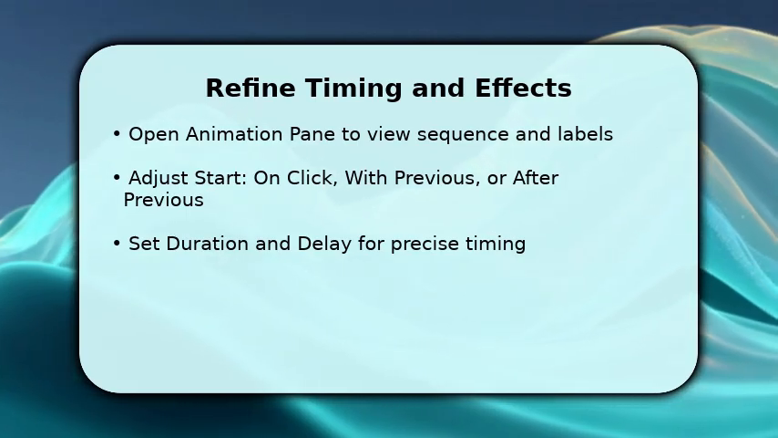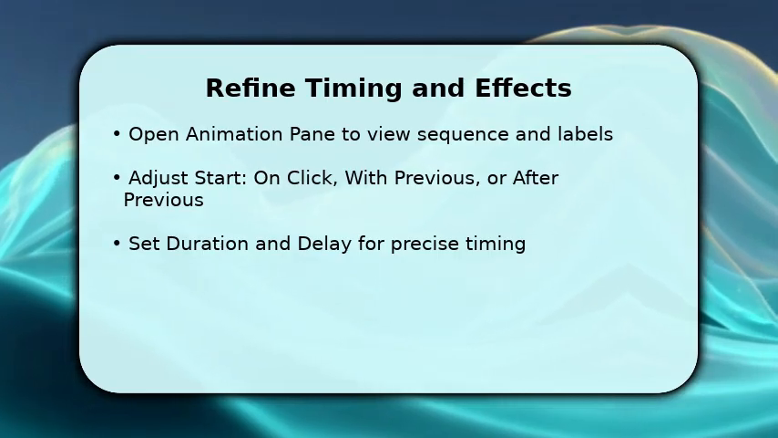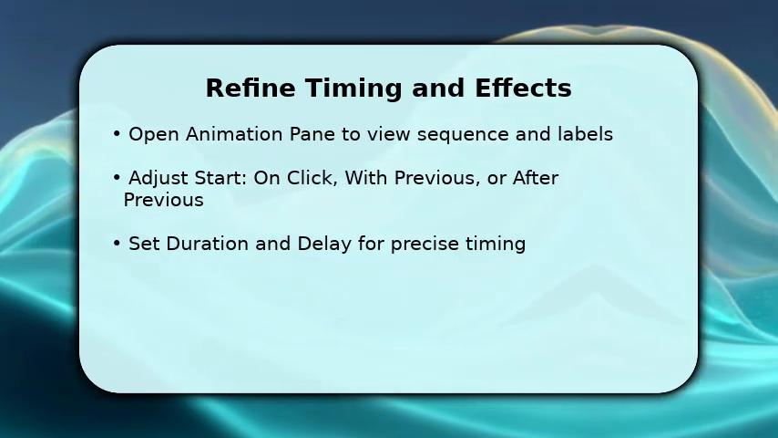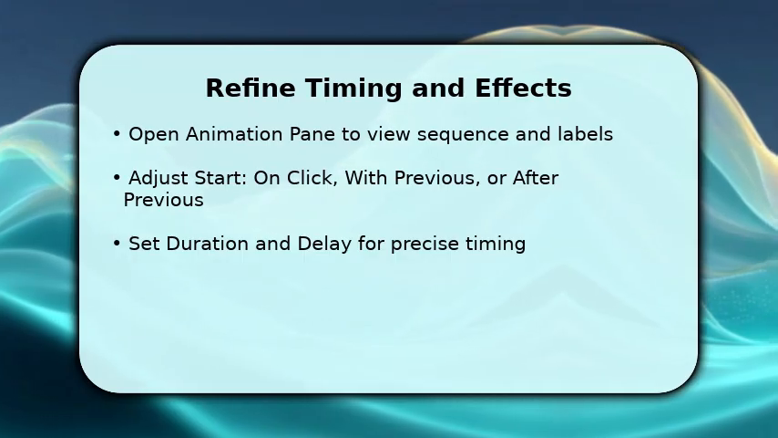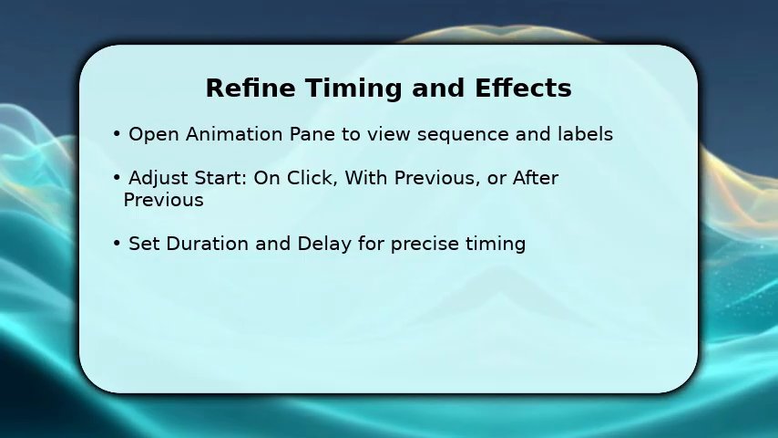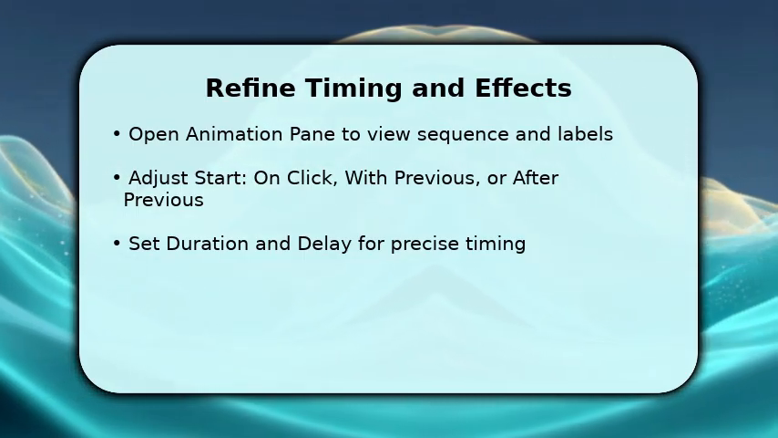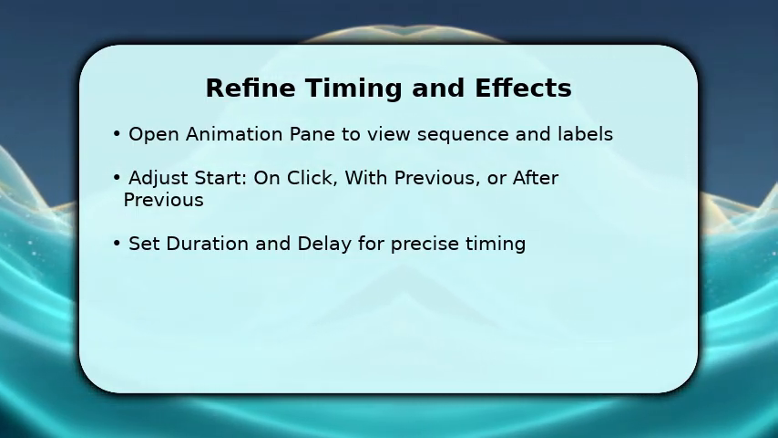For each effect, set Start to On click, with previous, or after previous depending on interaction needs. Tweak duration to speed or slow the motion and add delay for staggered entrances. Once finished, use preview to watch the flow. Make sure to test keyboard and click behavior so the pacing feels natural for your audience.